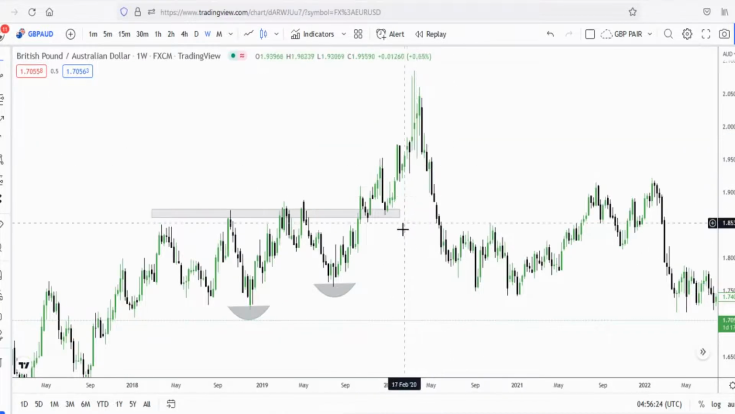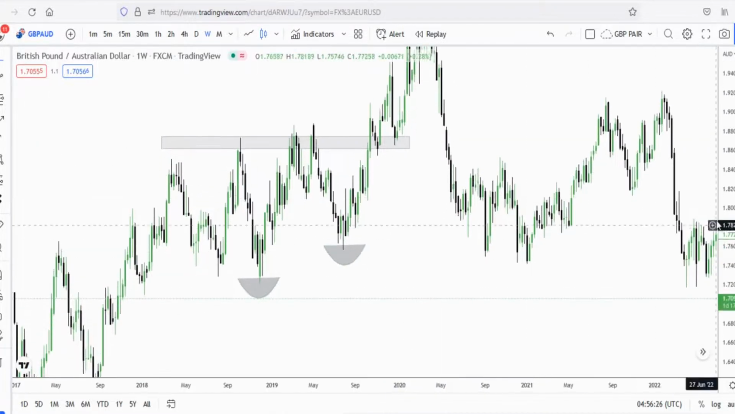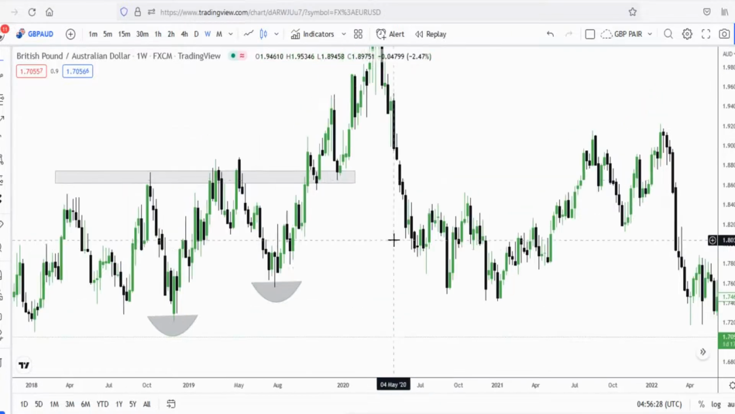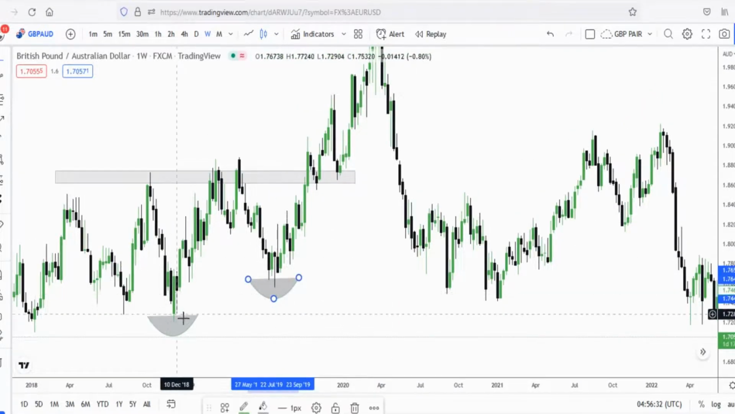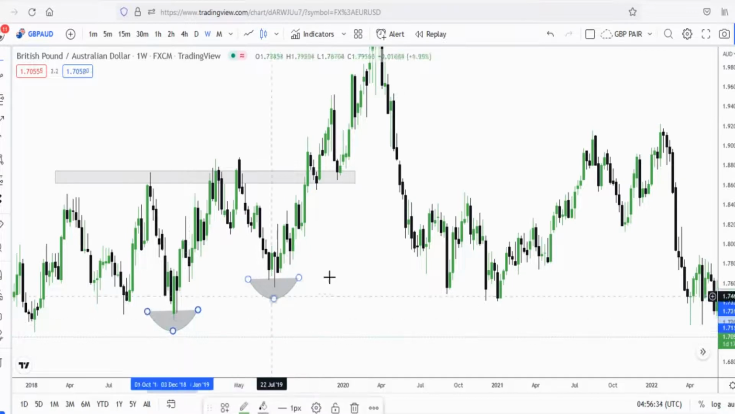Alright, so sometimes you just have to pay attention to the market to see what the market is trying to tell you, guys. You have to pay attention to the market closely.